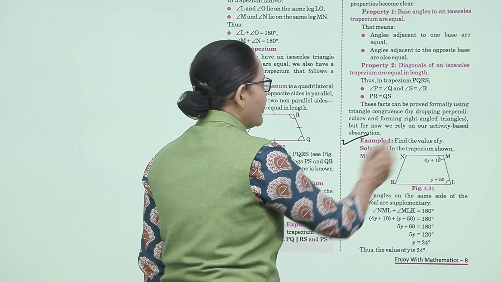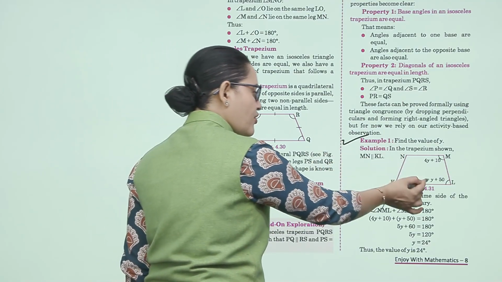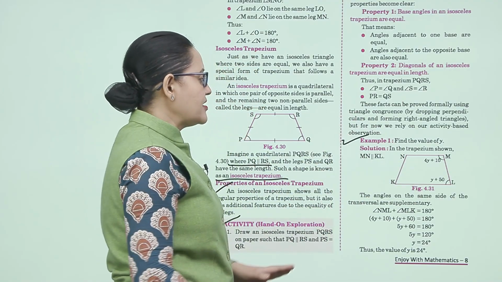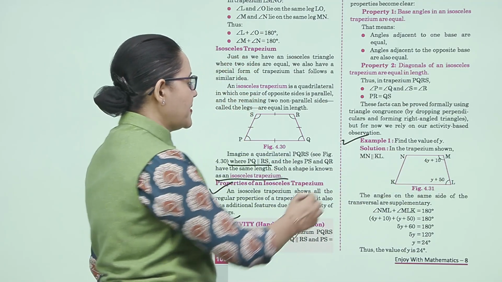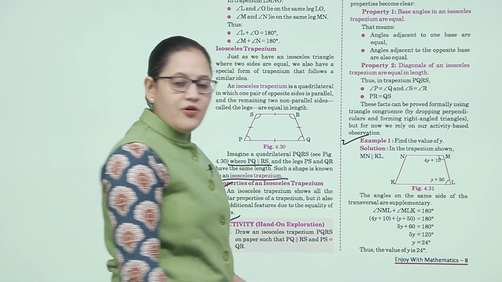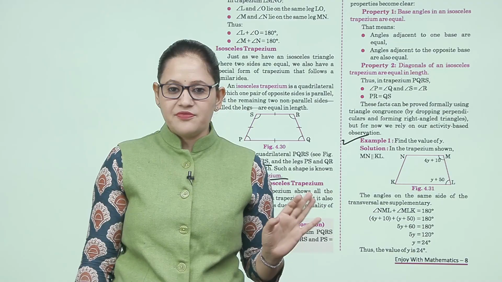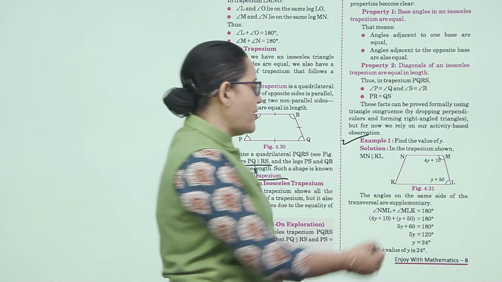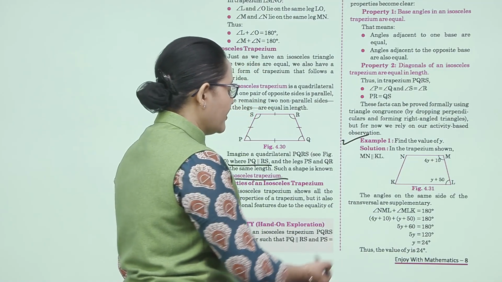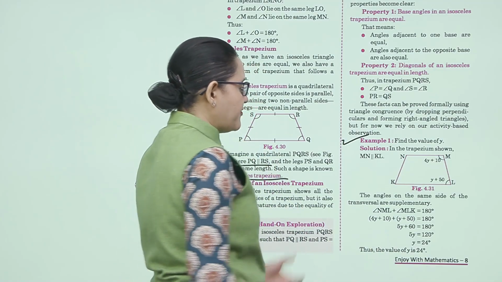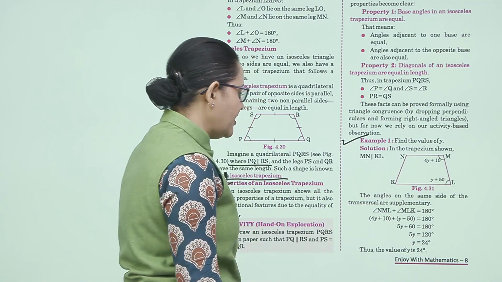Find the value of angle y. So, we have to find the value of y. In the trapezium, MN is parallel to KL. Now, the angles on the same side of the transversal are supplementary, that we know. That means the sum of angle M and L equals 180 degrees. So, we put the respective values: 4y plus 10 plus y plus 50 equals 180 degrees.